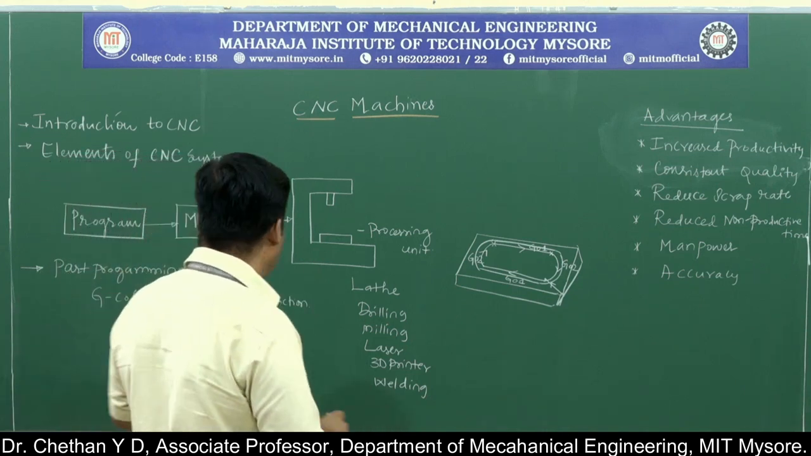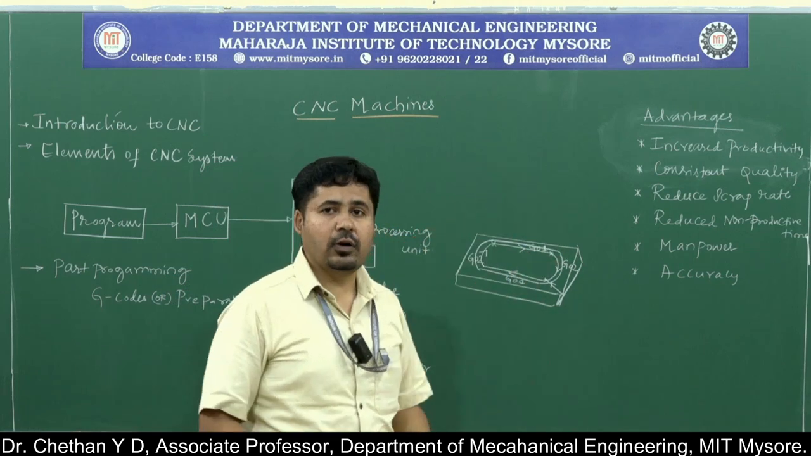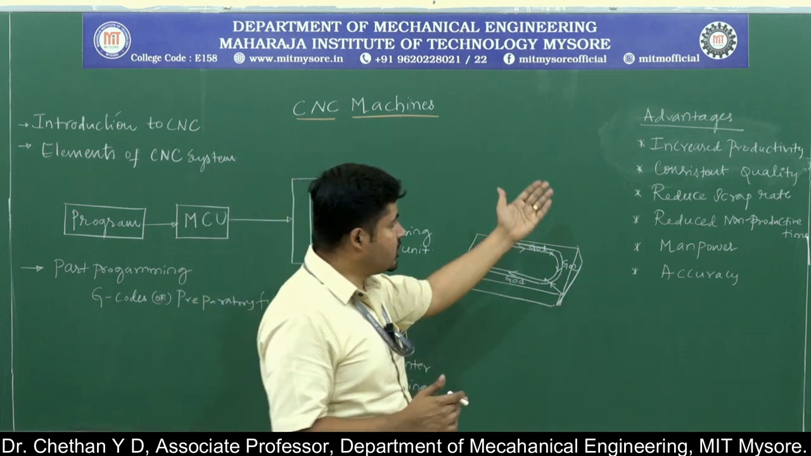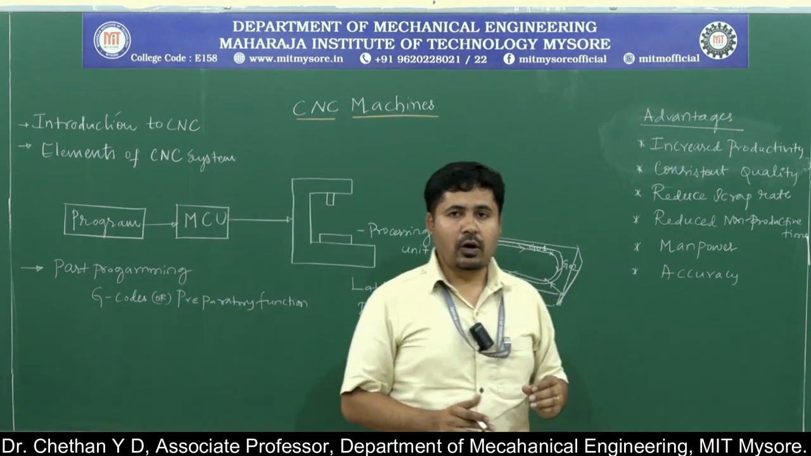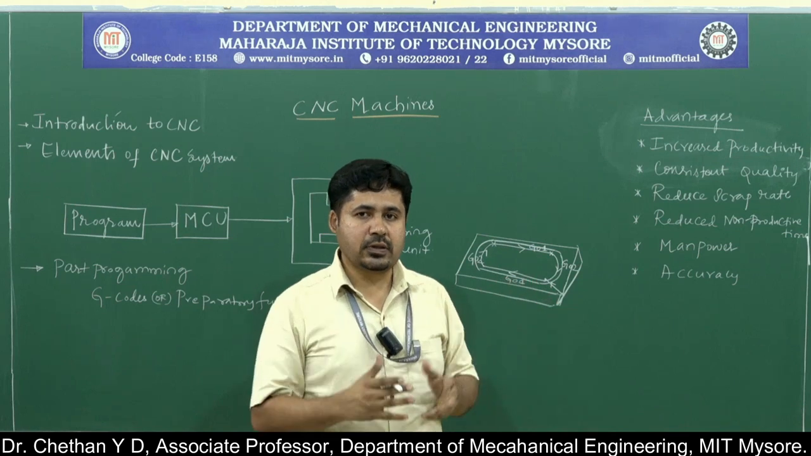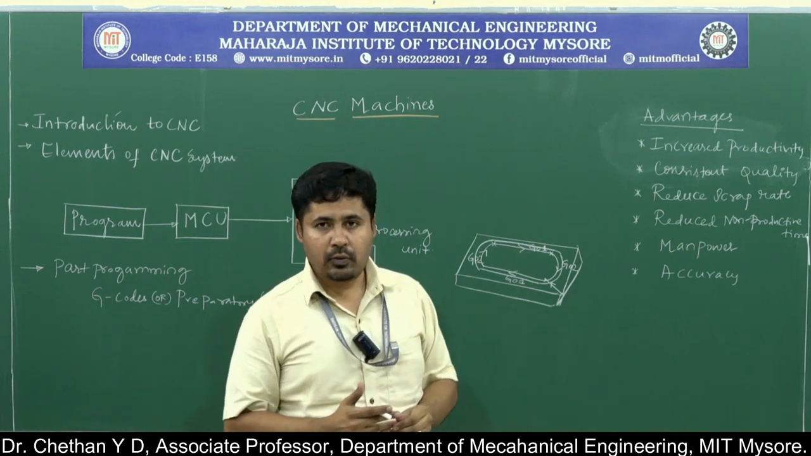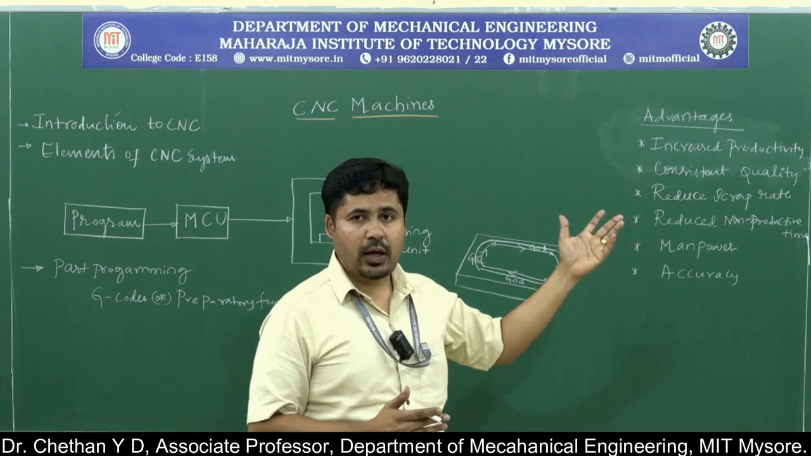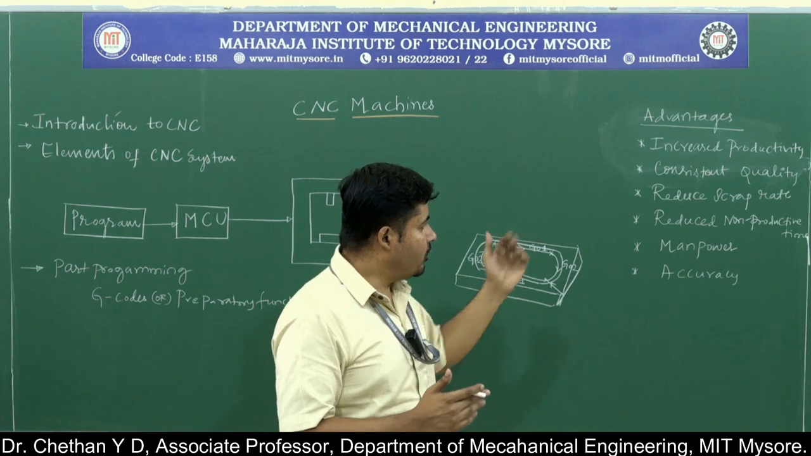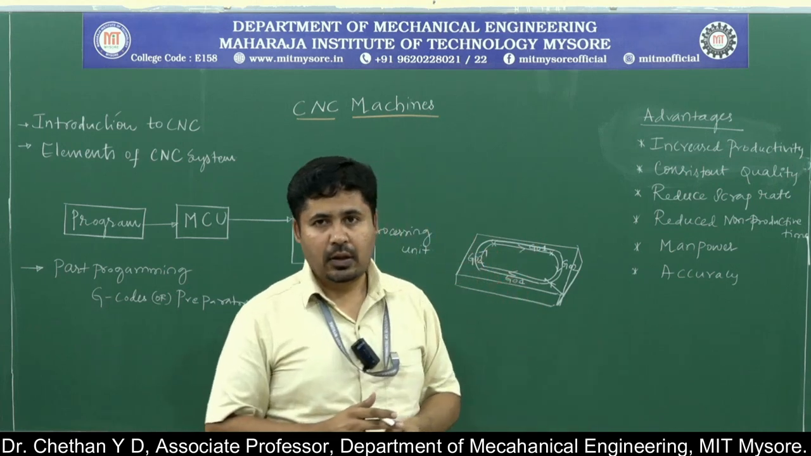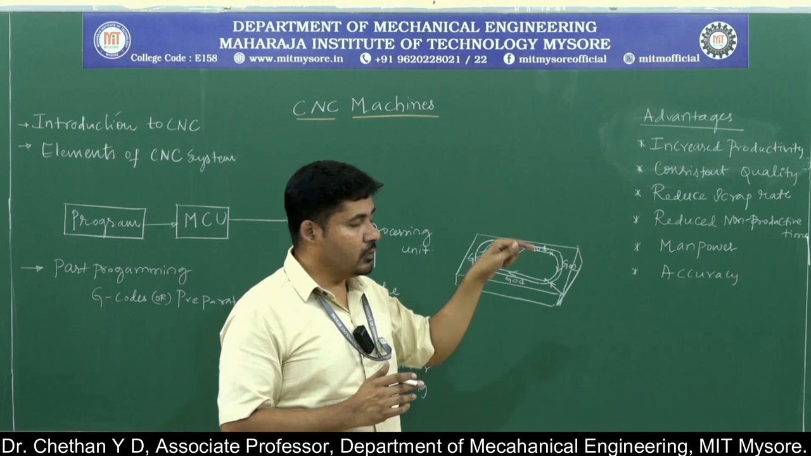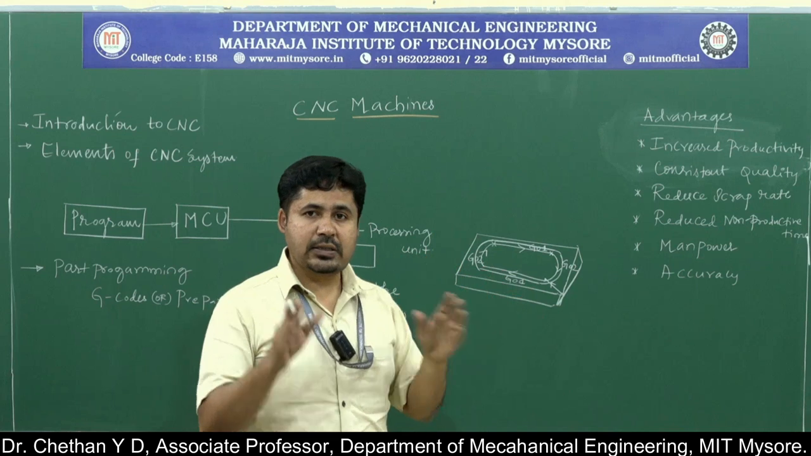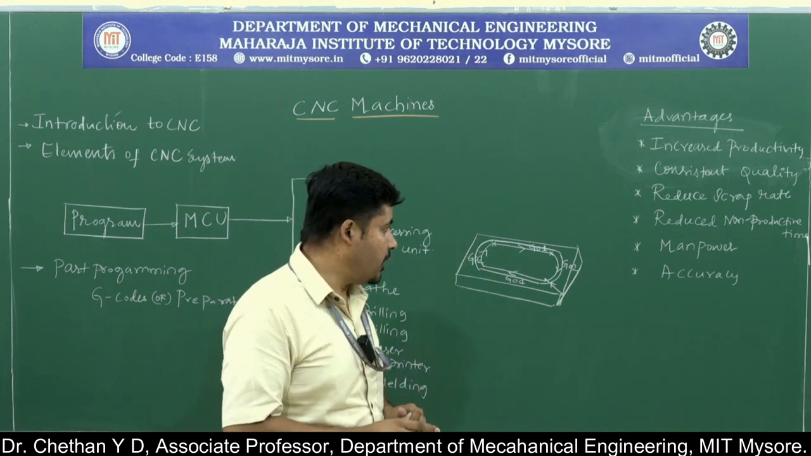Let me explain the advantages offered by this CNC technology to the manufacturing world. The first one is increased productivity. Obviously the automated systems give more productivity when compared to traditional machine tools. Then we can have consistent quality with these CNC machines. Then obviously we can reduce the scrap rate. Rework cannot be done on a scrapped workpiece. Hence, with the help of CNC programming and CNC technology, we can reduce this scrap rate.